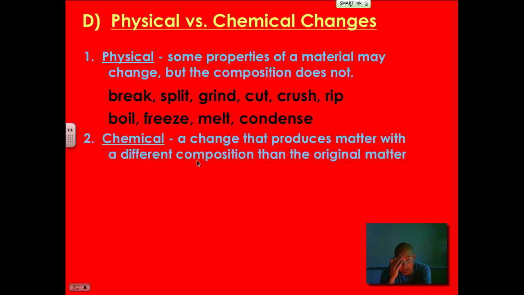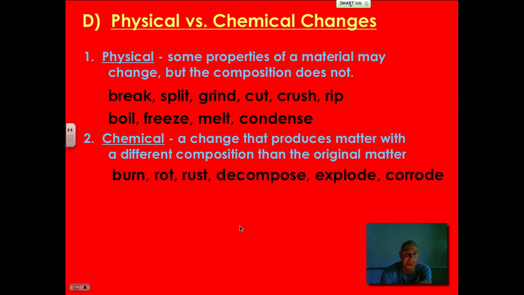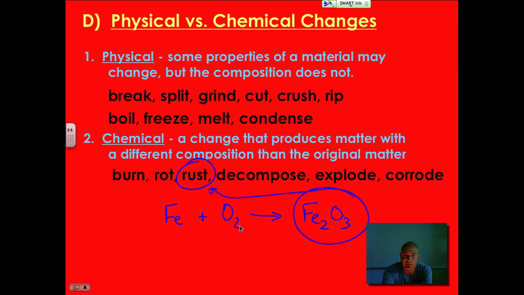Chemical changes: a change that produces matter with a different composition than the original matter. Examples, of course, would be things like burning, rotting, rusting, decomposing, exploding, corroding. A perfect example, of course, is rusting. If you have iron exposed to oxygen, you'll form that Fe2O3. This right here would deal with rust. It's no longer iron, it's now rust. So that's an example, of course, of a chemical change.